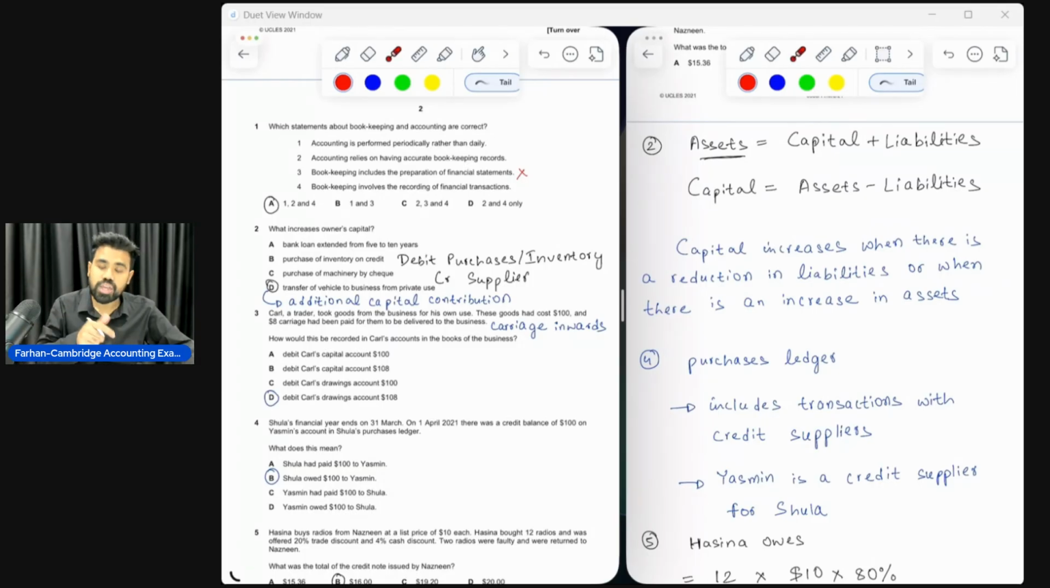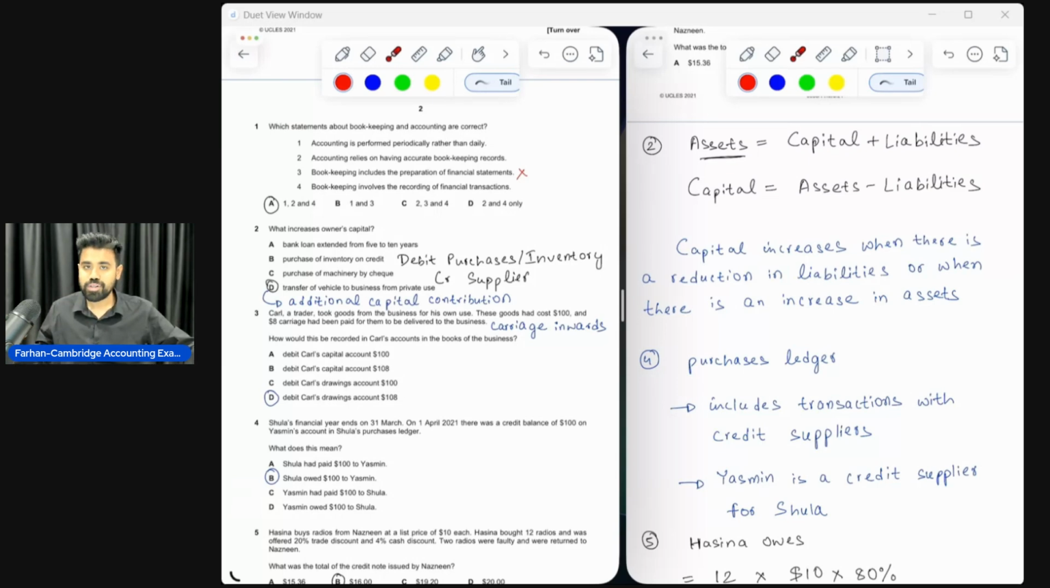What about option B? Purchase of inventory on credit. How would we journalize when we buy inventory on credit? We would debit our purchases, mainly because our inventory as an asset has increased, and when assets increase, we debit them. Simultaneously, we would be crediting our supplier from whom we bought the inventory on credit, because now we have an obligation to pay the supplier back at some point in the future. Therefore, it is a liability, and when liabilities increase, we credit them. So based on the second transaction, we can understand assets are increasing, but liabilities are also increasing.